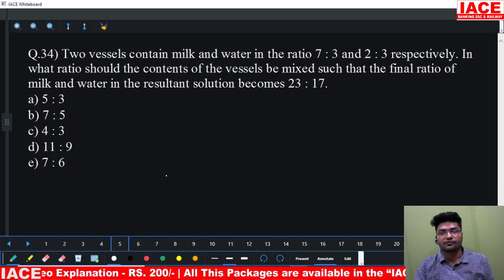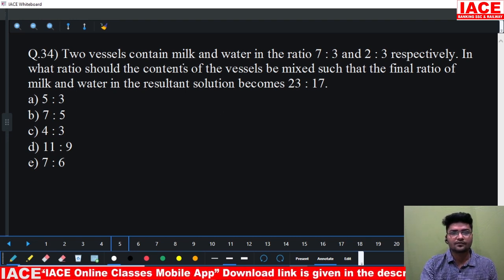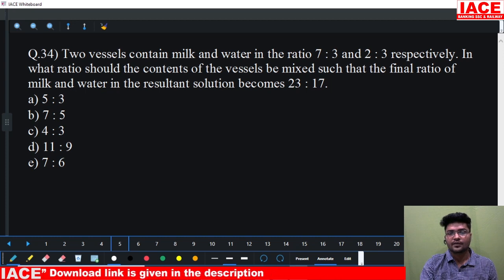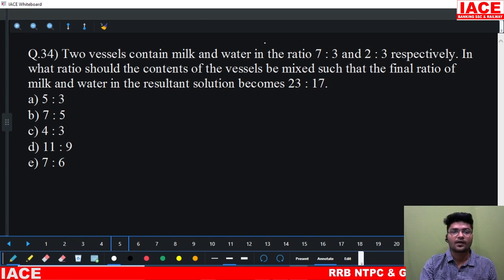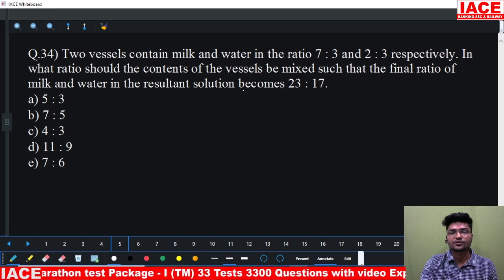Next, question number 34. In this question number 34, what do we observe? Two vessels contain milk and water in the ratio 7:3 and 2:3 respectively. In what ratio should the contents of the vessels be mixed such that the final ratio is 23:17? So this is a mixtures and alligations question.